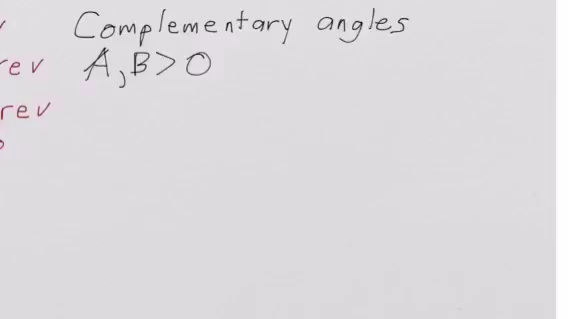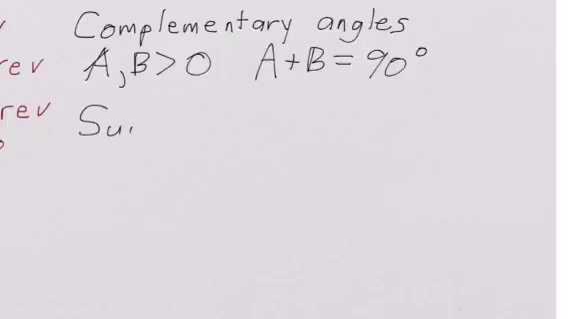So in complementary angles, we first want A and B to be positive. We're not going to talk about the complement of negative 12 degrees. And then A plus B add to 90 degrees. So for example, 37 and 53 would add to be 90. So those would be complementary angles.